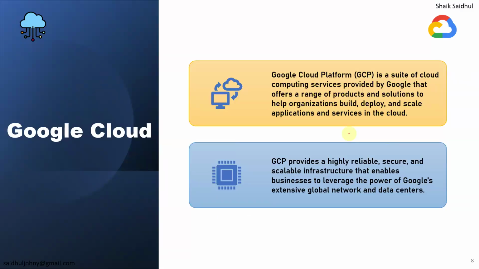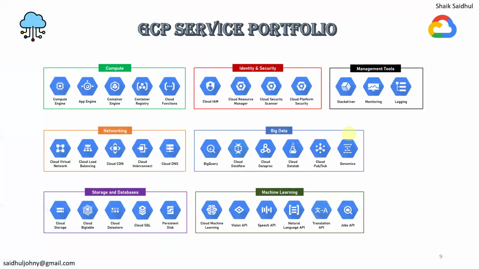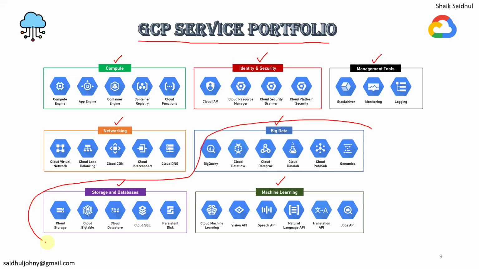Now let us see what services Google Cloud Platform is offering. Google Cloud Platform offers plenty of services, guys. Some of these services I have listed down here for you. This is the GCP service portfolio. You can see it offers compute services, IAM services, management tools, networking services, big data services, storage and database services, and machine learning services. As part of the data engineering course, we are going to mainly focus on these two: big data, and storage and database services. Okay, right.